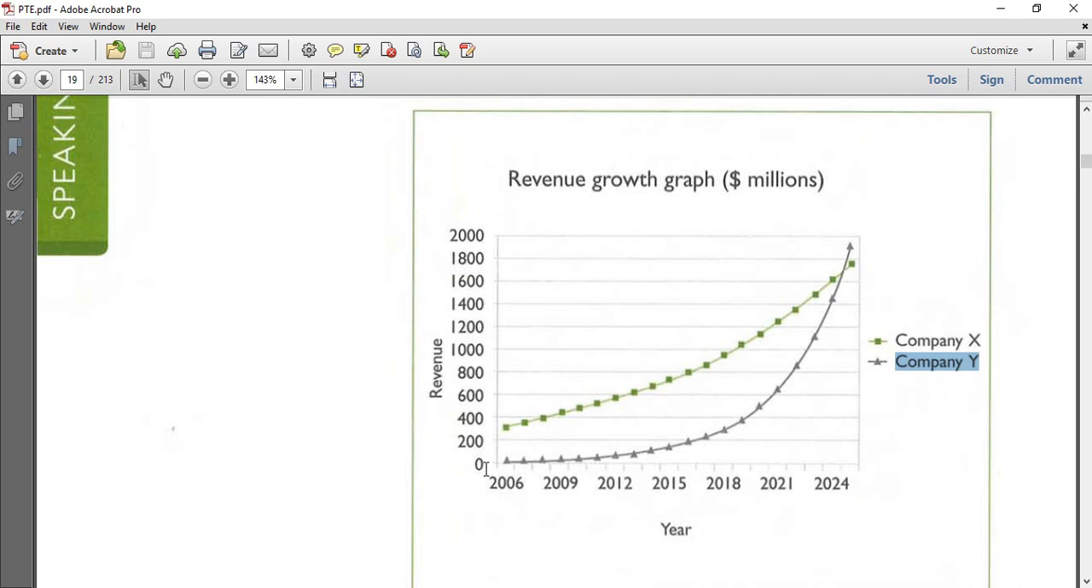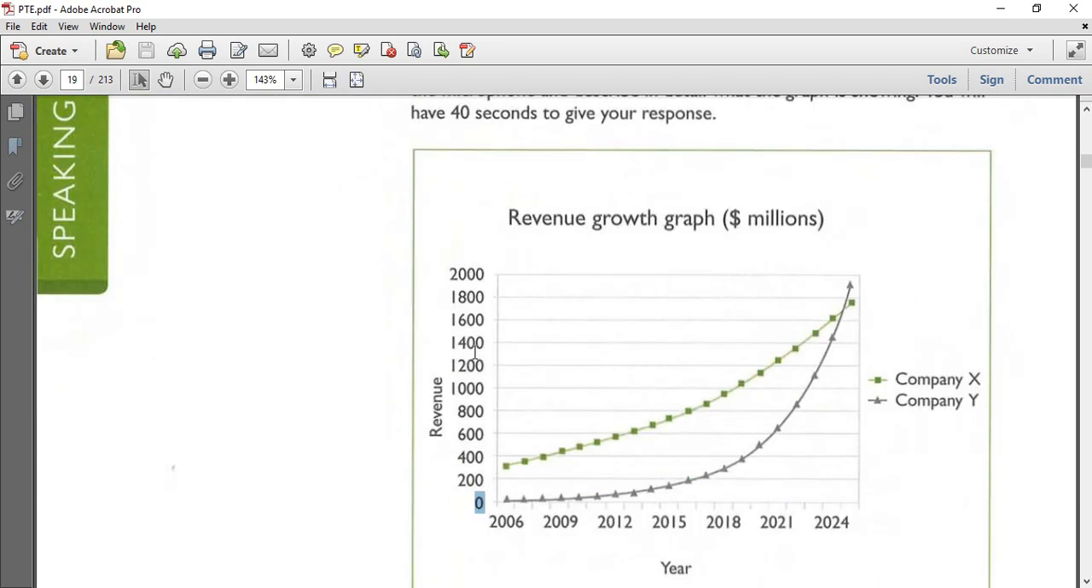The revenue is from 0 million to 2,000 million dollars. So here we can say that in the year 2006, company X revenue here means the income of the company that they receive every year, basically the income that the company gets.